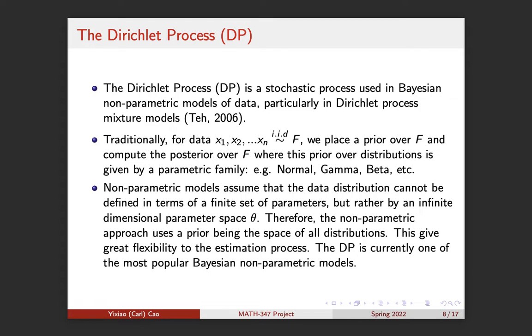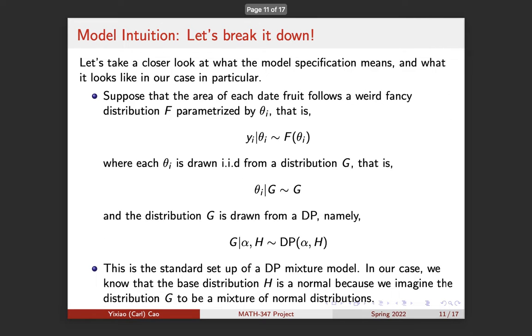So the Dirichlet process is a really popular prior, a stochastic process used for non-parametric models of data. The idea is really just to fit a mixture model where each observation could belong to one of many unknown latent clusters or latent classes. And with that classification, each latent class would have a different distribution, and the whole data distribution would essentially be a mixture of those distributions by their weights.